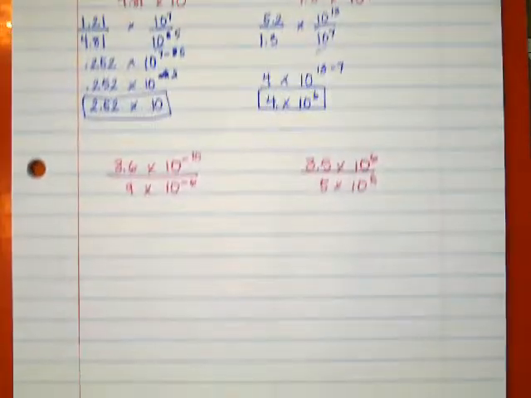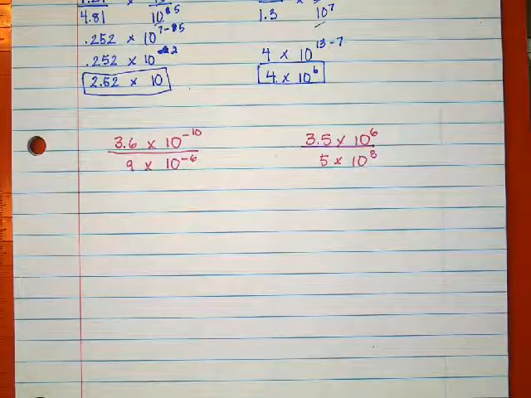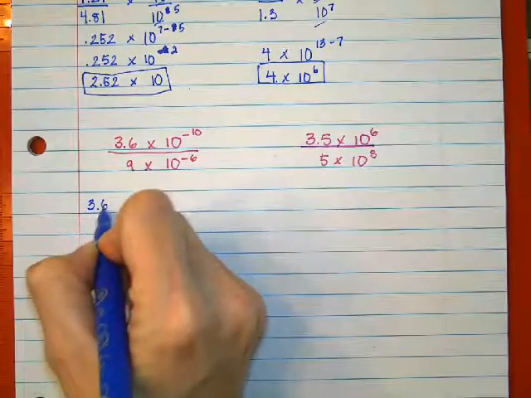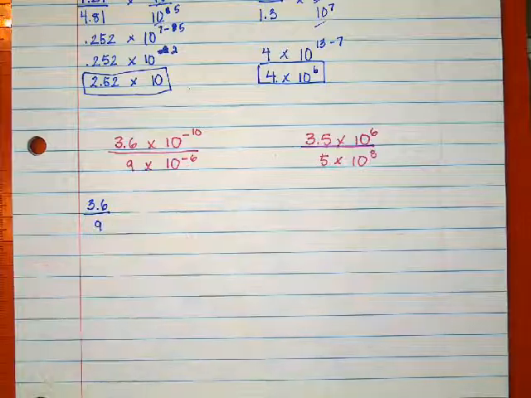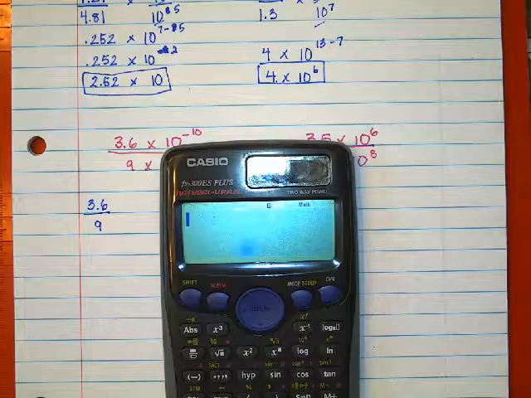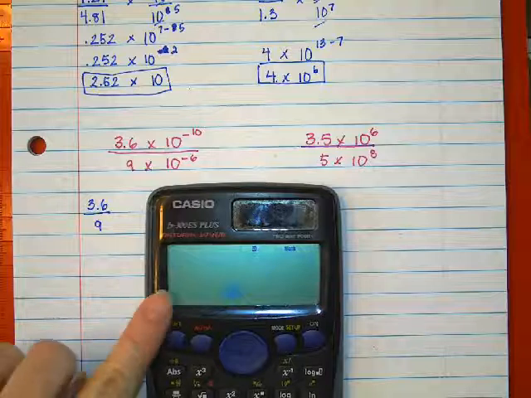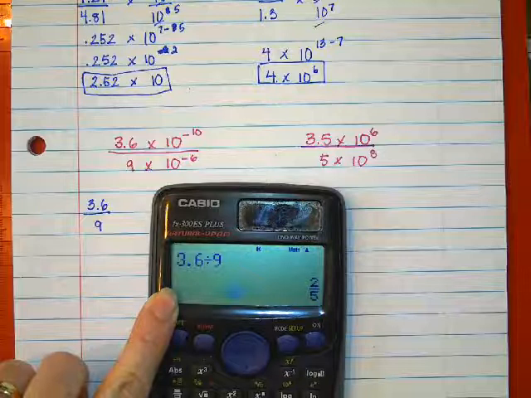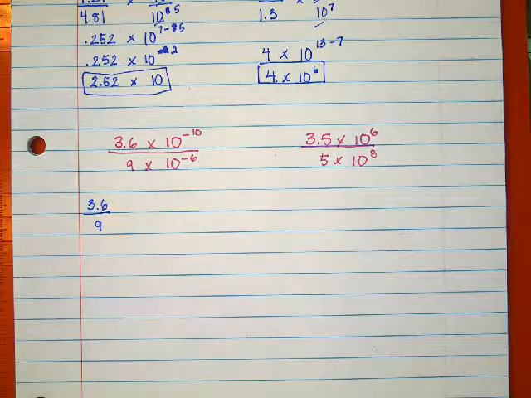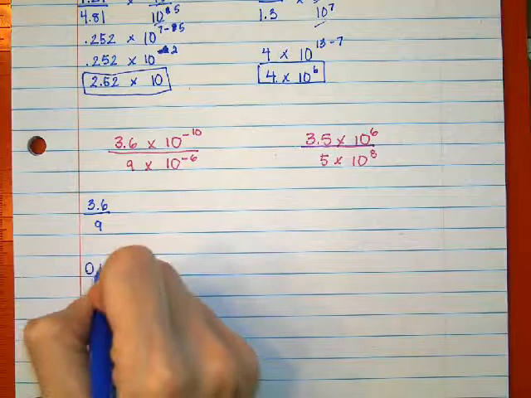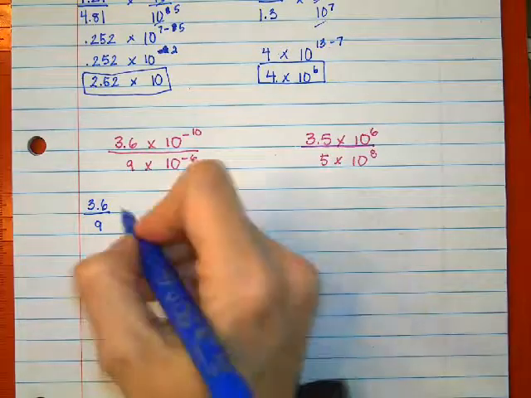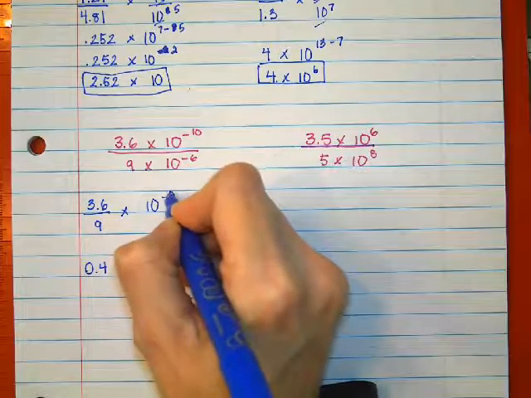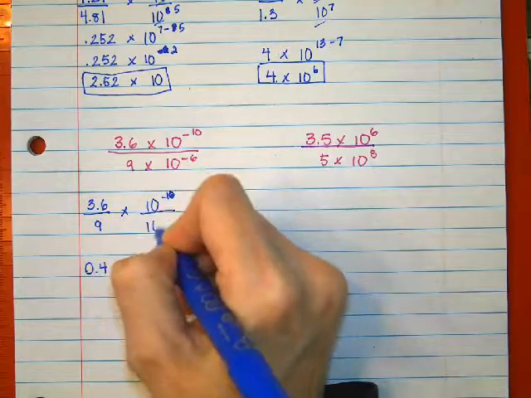Alright, so we're going to move on up and do these last two, and this will be the end of our lesson for today. So we're going to take our first two parts, which is 3.6, and divide it by 9. So bring out old Rusty Trusty here. We're going to do 3.6 divided by 9 to a decimal, and I get 0.4. We'll write that down, 0.4. Alright, bring down my times symbol. So I've got 10 to the negative 10 over 10 to the negative 6.